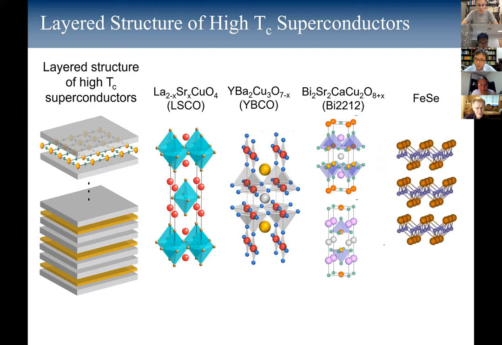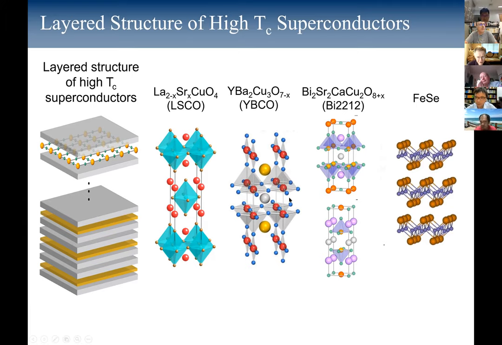This is quite confusing to me because what I learned in the textbook is that in 2D, superconductivity as a long range order is not stable. So why does nature pick such a scheme to make high Tc superconductors? I asked this question to a lot of experts in this field, and I got very different answers from different people. So it seems to me that this is still an open question.